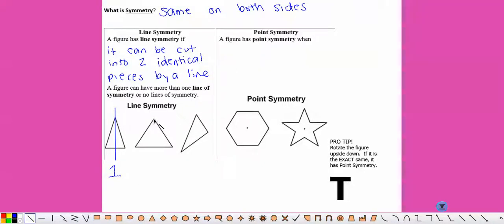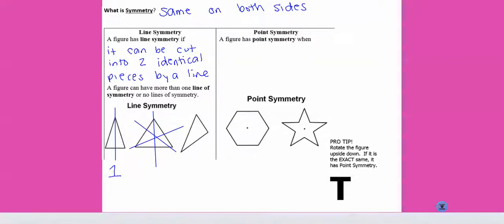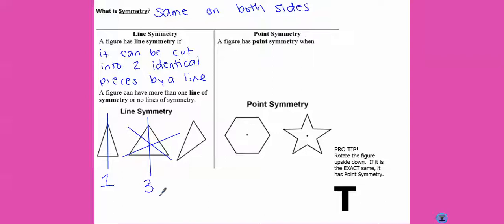This triangle here, because it looks like an equilateral triangle, we could cut it here, or here, or here, and each time it's the same on both sides of that line. So this would have three lines of symmetry. Here, because none of the sides are the same, it would have 0 lines of symmetry.